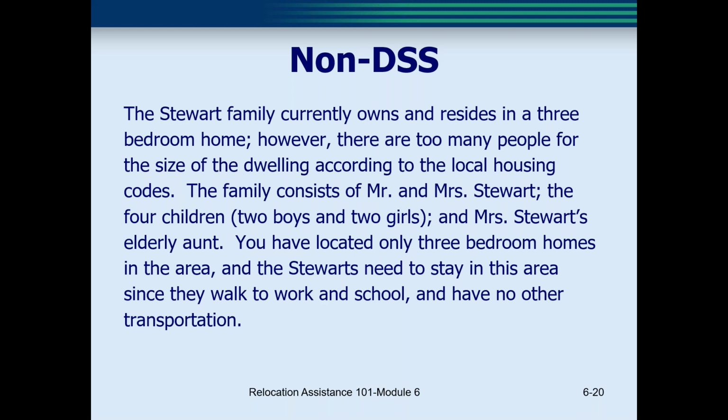Okay, so the next situation is the Stewart family currently owns and resides in a three-bedroom home. However, there are too many people for the size of the dwelling according to the local housing codes. The family consists of Mr. and Mrs. Stewart, the four children, two boys, two girls, and Mrs. Stewart's elderly aunt. You have located only three-bedroom homes in the area, and the Stewarts need to stay in the area since they walk to school and to work, and they have no other transportation.